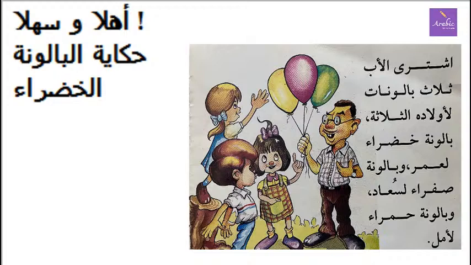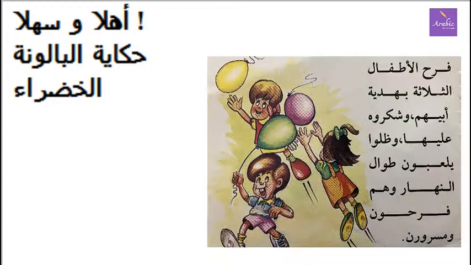So, is it clear till now? Any new vocabulary for you? I think you know the colors. Green, أخضر, أصفر. When we are describing a green balloon, we say بالونة خضراء, بالونة صفراء, coming from أصفر, بالونة حمراء, coming from the color أحمر. Okay, let's go to the second page now. I think the first page was clear and easy. I hope.